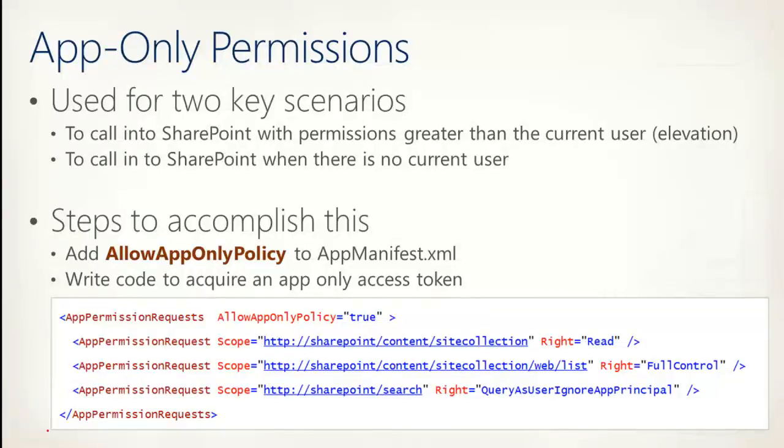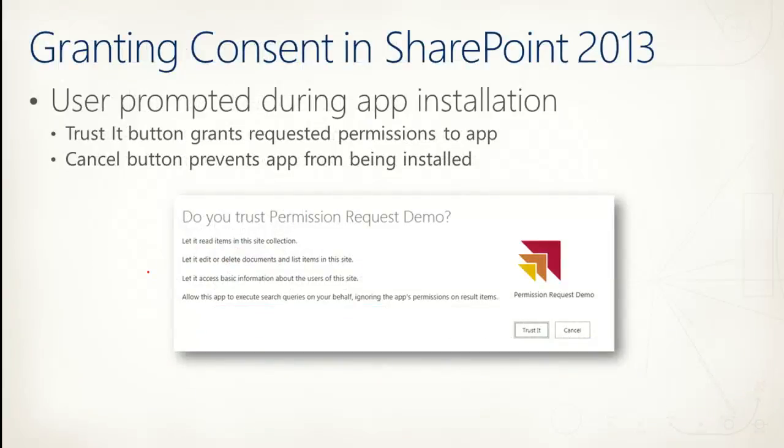So the idea is when your app has these permission requests inside of its app manifest, and someone installs the app, that installing user is then going to be prompted with this UI. Do you trust this particular app? And it lists the permissions that you're requesting with either a trust it, which you're then granting all the app permissions that the app is requesting, or you click cancel, the app doesn't get installed. So remember, there's no partial granting. It's an all or nothing proposition.